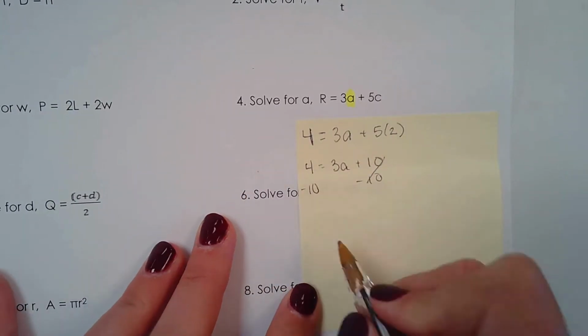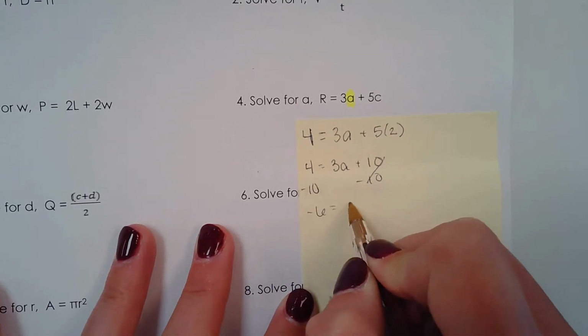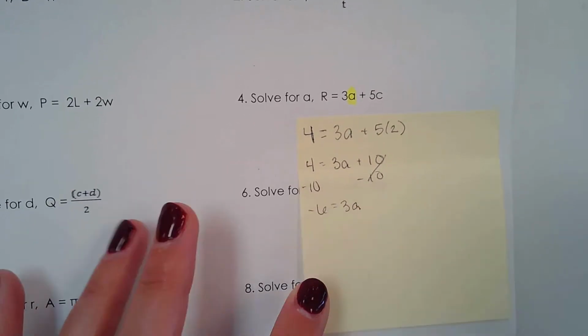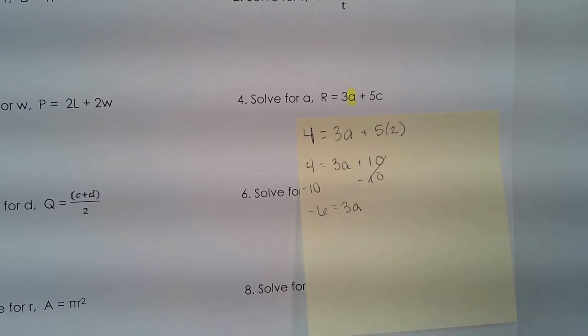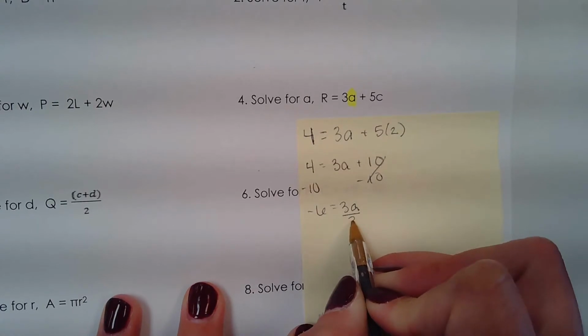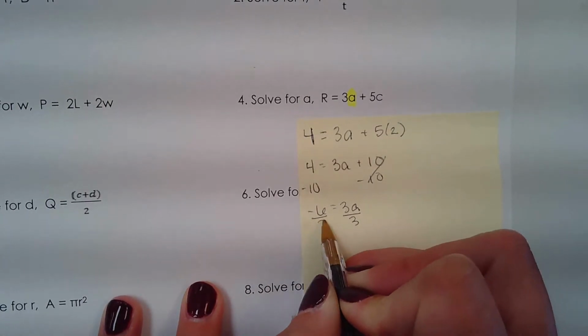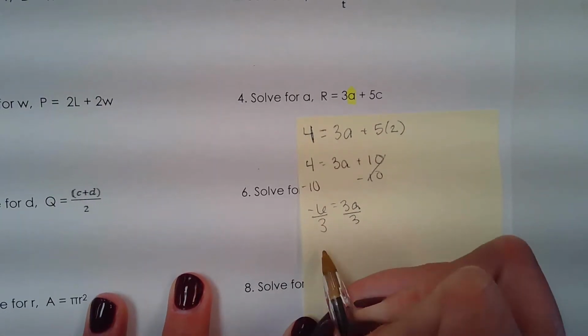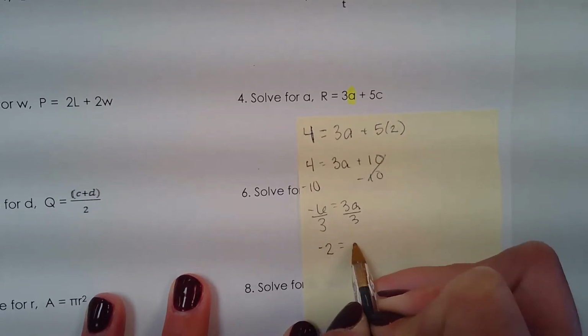So what is 4 minus 10? Negative 6 equals 3a. This is going to come out nicely. How cool. What should we do from there? 3a divided by 3. There you go. So we're dividing by whatever's in front of a. So negative 6 divided by 3, what do you get? Negative 2 is our answer there.